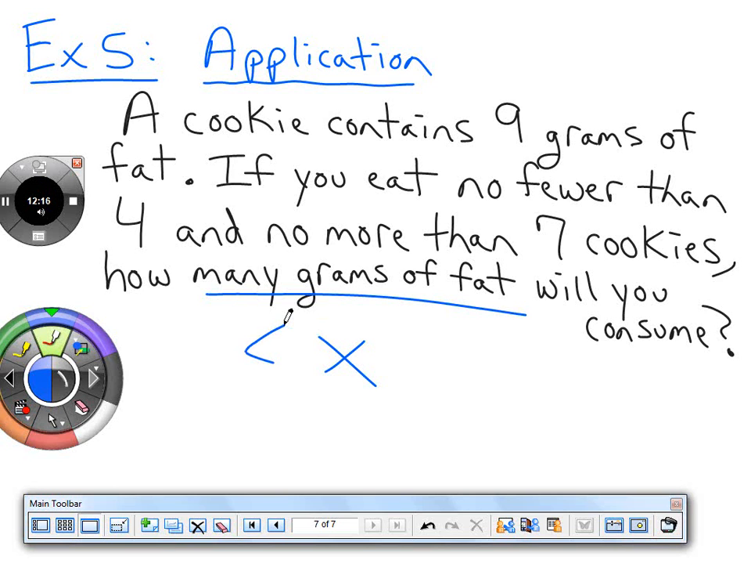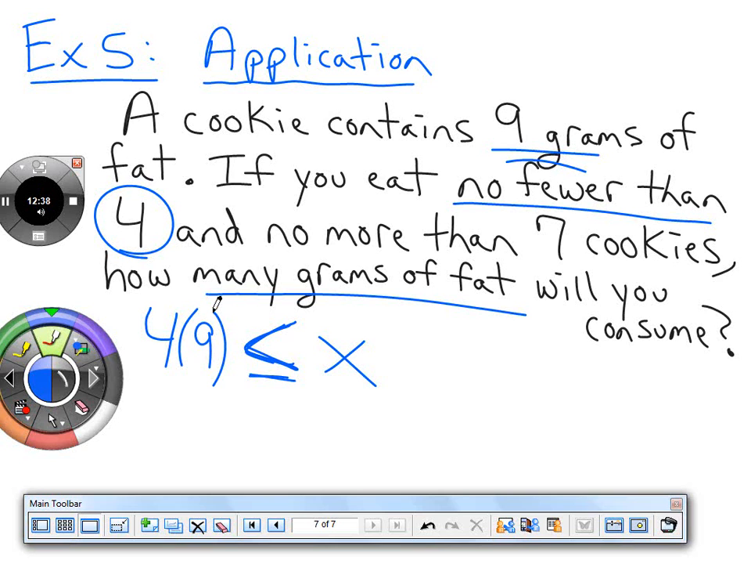And so you're going to have 4 cookies here at least. Okay, so x is greater than or equal to, because you're having no fewer than 4 cookies, or maybe more. And then every one of those cookies has 9 grams of fat. So you're going to have to multiply each of those cookies times 9. And then you might have 7 cookies, but you're not going to have any more than that. So no more than 7. So you're going to have less than or equal to 7 cookies. And each one of those cookies is going to have 9 grams of fat.